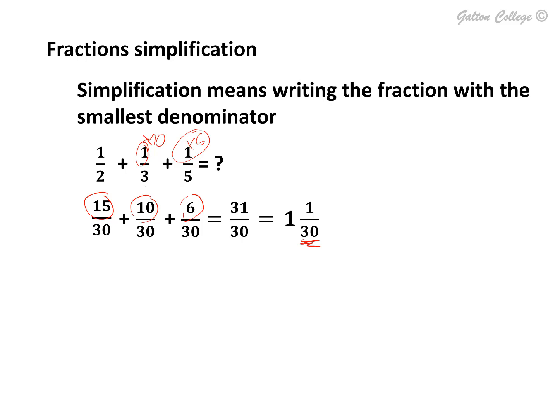Now add it all up. 15 plus 10 is 25, plus 6 is 31. 31 over 30, which is what we had before. It's exactly the same calculation, except now we're a bit more familiar with this idea of getting the smallest denominator.